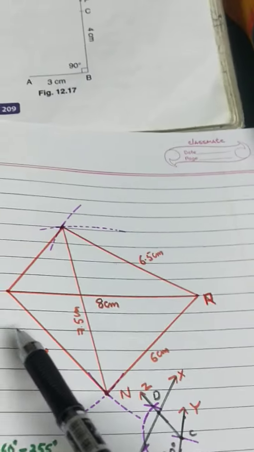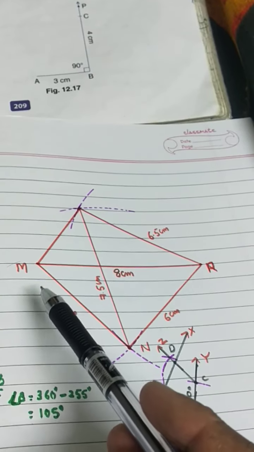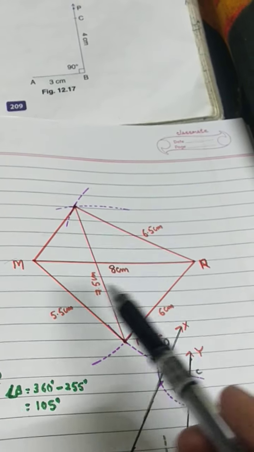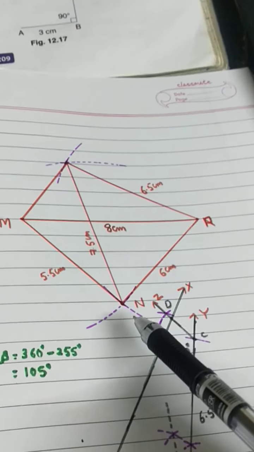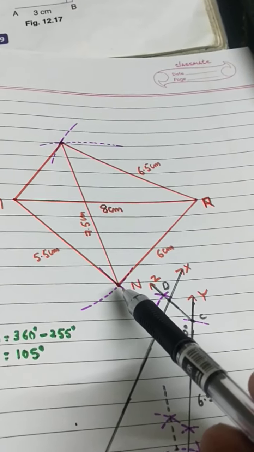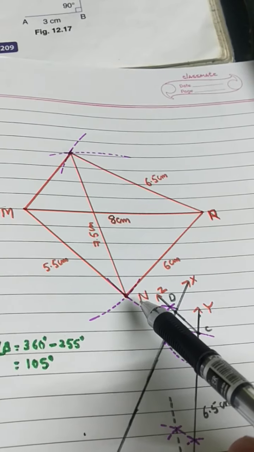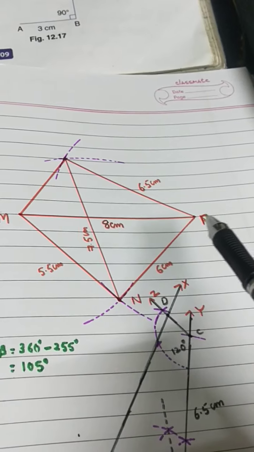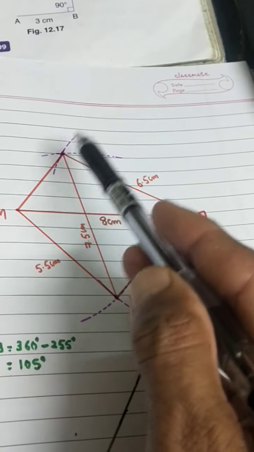Again, draw a line segment MR equal to 8 centimeter. With M and R as centers and radii equal to 5.5 centimeter and 6 centimeter, draw arcs intersecting each other at point N. Join MN and RN.